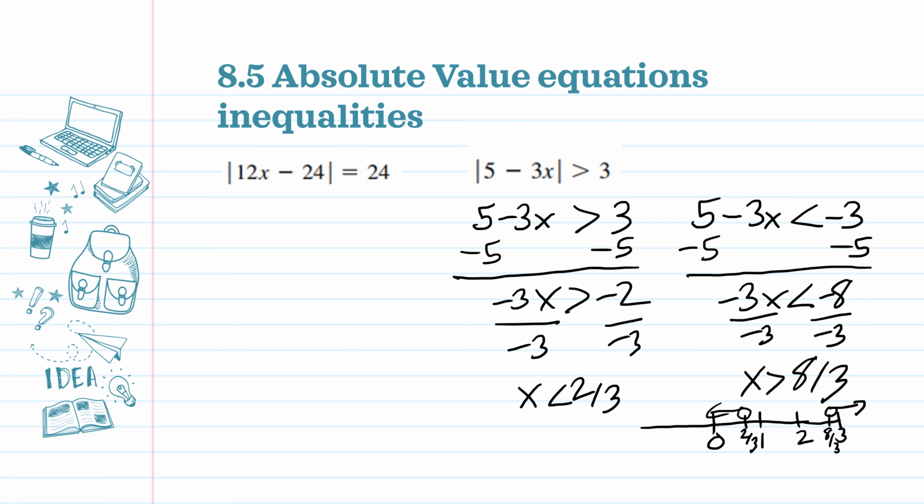The question is, does that hold? Well, let's see. If I pick a value less than 2/3, such as 0, and plug 0 in here, you get 5. The absolute value of 5 is 5. It's greater than 3. If I plug in a value greater than 8/3, such as 3, negative 3 times 3 is negative 9. 5 minus 9 is negative 4. The absolute value of negative 4 is just 4. So it does work. So that means it could be this or that.